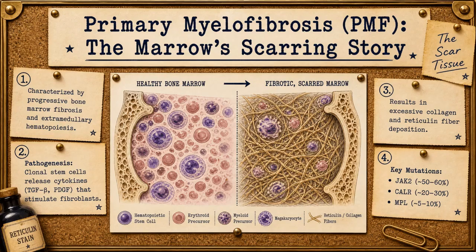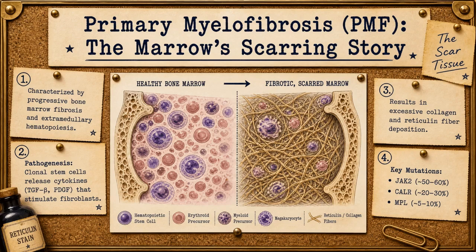This fibroblast stimulation leads to the excessive deposition of collagen and reticulin fibers in the bone marrow. Instead of a nice, open space for blood cell production, the marrow becomes dense and scarred. This is the fibrosis we see. Your reticulin and trichrome stains on bone marrow biopsies are absolutely critical for visualizing and grading this fibrosis.